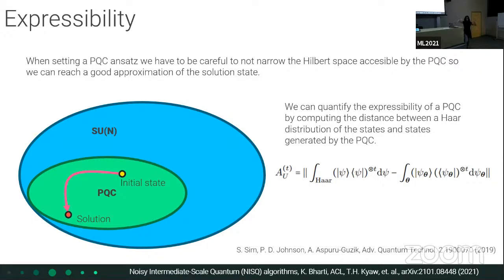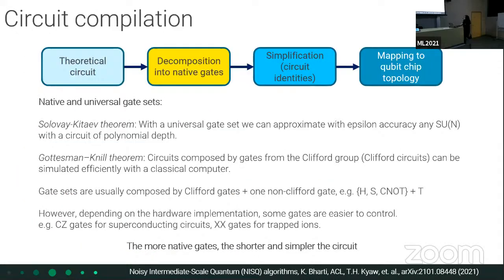Your Hilbert space, in the end, is exponentially big. Imagine that your solution is in a particular location and your parameterized quantum circuit is in a completely different one. So you can never reach that solution, no matter how hard you try. So defining an expressible parameterized quantum circuit, so that each time I change one parameter, I can explore a huge part of the Hilbert space, or at least the part that I want to explore, is also an important thing. And there are some figures of merit to quantify that, like this measure here. But it's also an open problem to find what the best parameterized quantum circuits are.